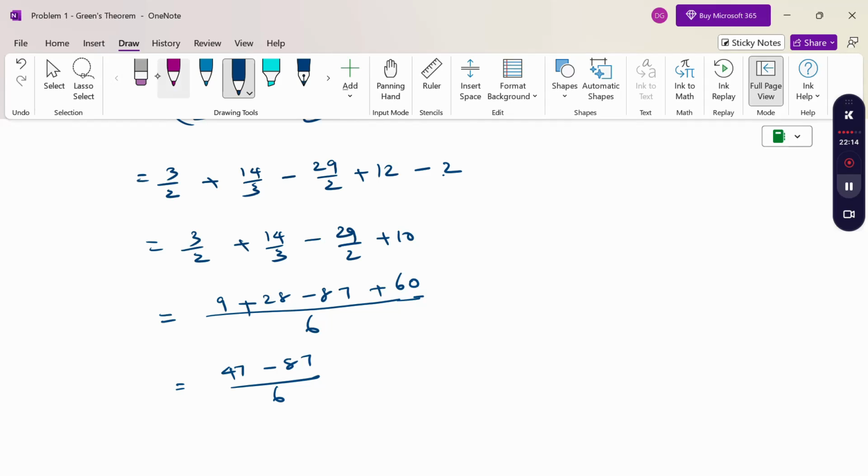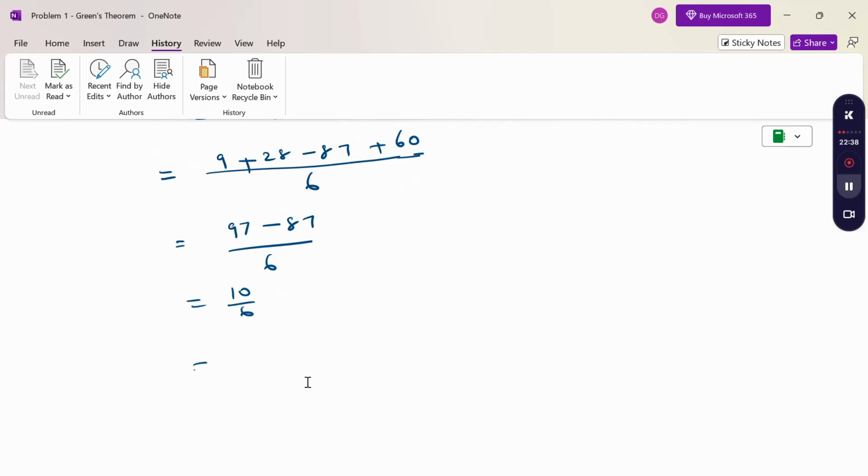Therefore, now to simplify this: 60, then 88 and then 9. So 9 plus 8 is 17, then 97 minus 87 by 6. So 10 by 6, which is 5 by 3. This is the left hand side value.